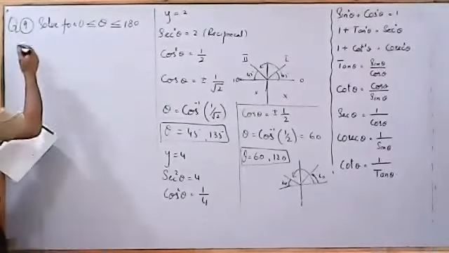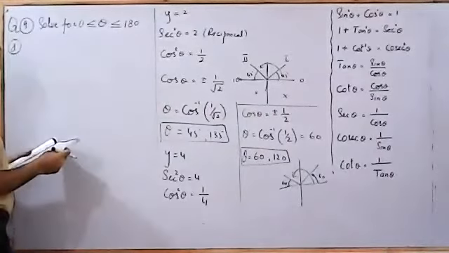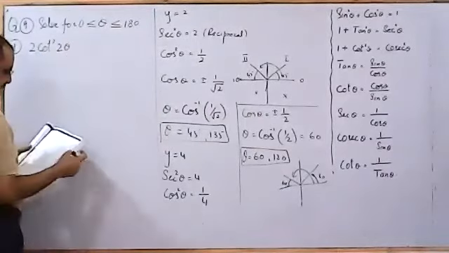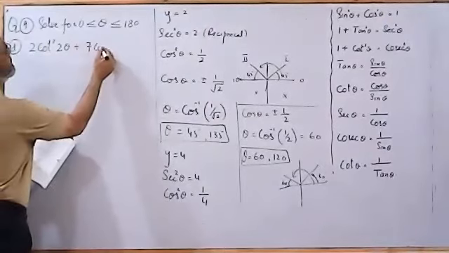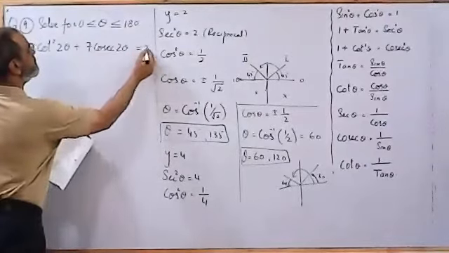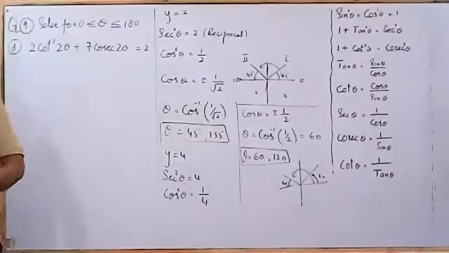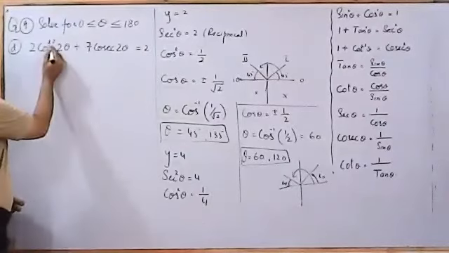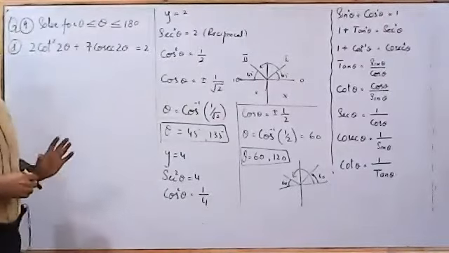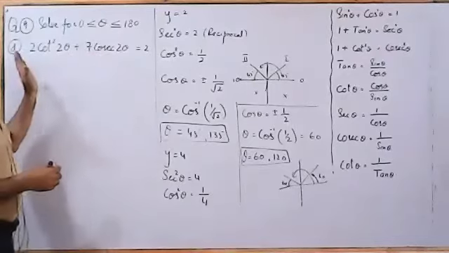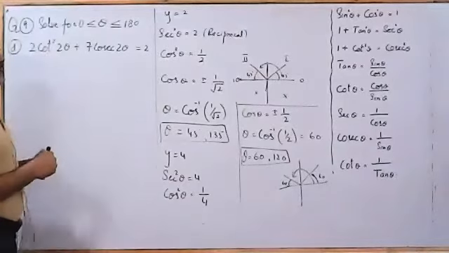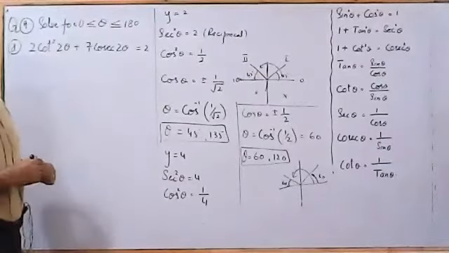Part D of question 9 says 2 cot square 2 theta plus 7 cosecant 2 theta is equal to 2. Remember, we need a single trigonometric ratio. All are cosecants or all are cots in this expression. So I can change cot square into cosecant square using the identity 1 plus cot square is equal to cosecant square.